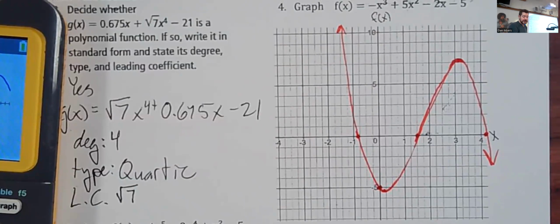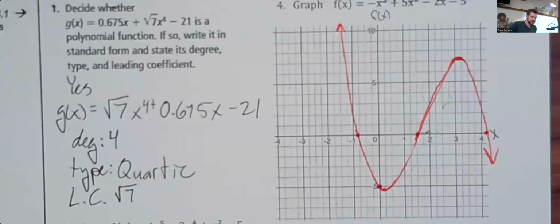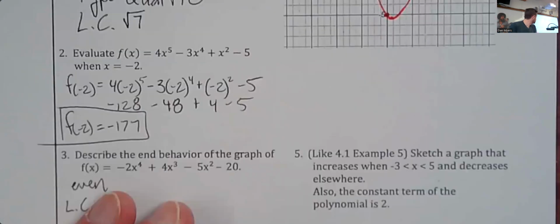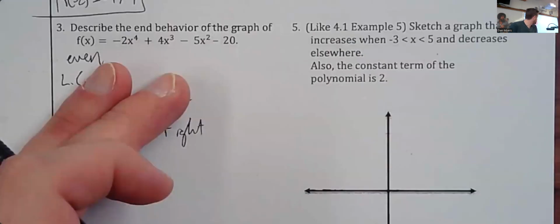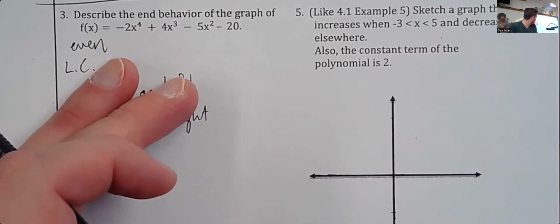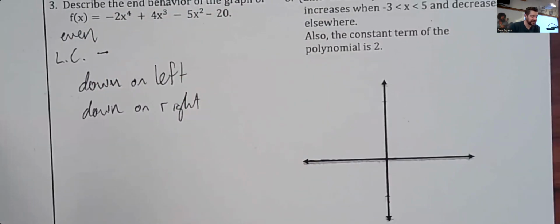All right. So let's keep going here. It says to sketch a graph that increases when x is between -3 and +5 and decreases elsewhere. Also, the constant term of the polynomial is 2. The constant term is the number at the end. That's your y-intercept.